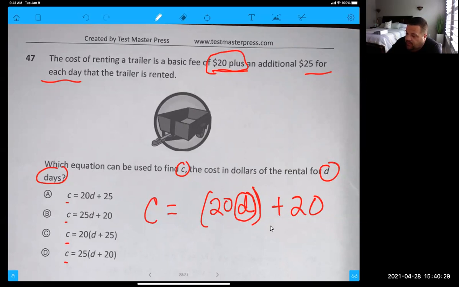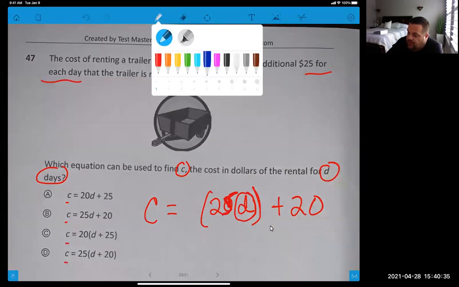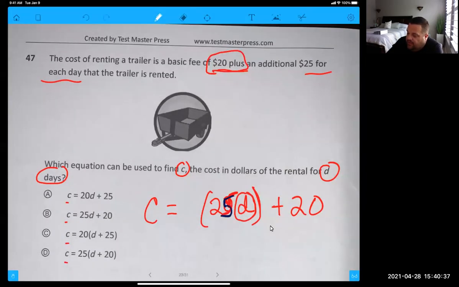Oh, I did it backwards. I was supposed to write 25 here. It's $25 each day. Hold on, let's change the colors. It's $25 each day plus the $20 flat fee. So your answer for that one would be B.